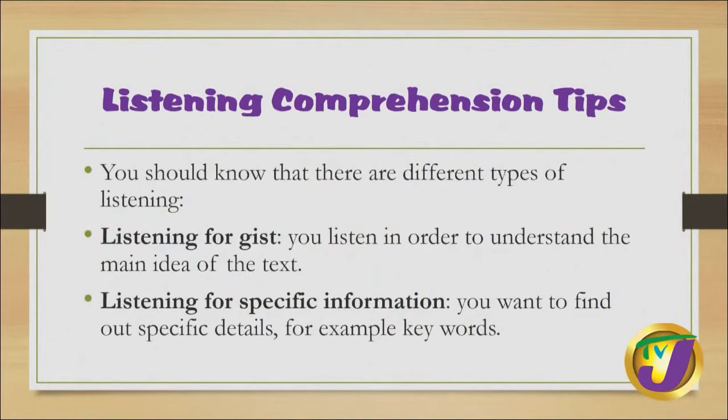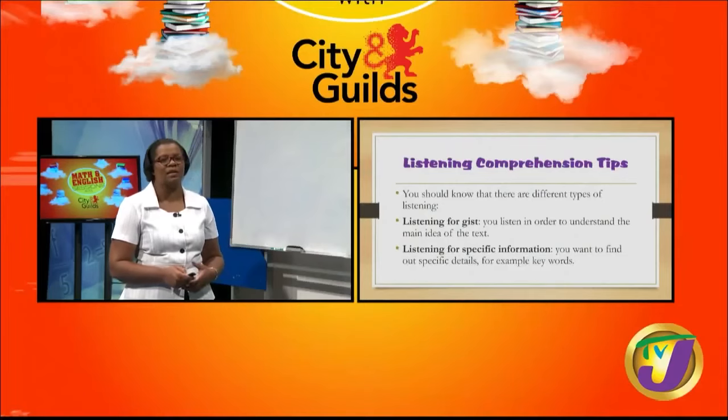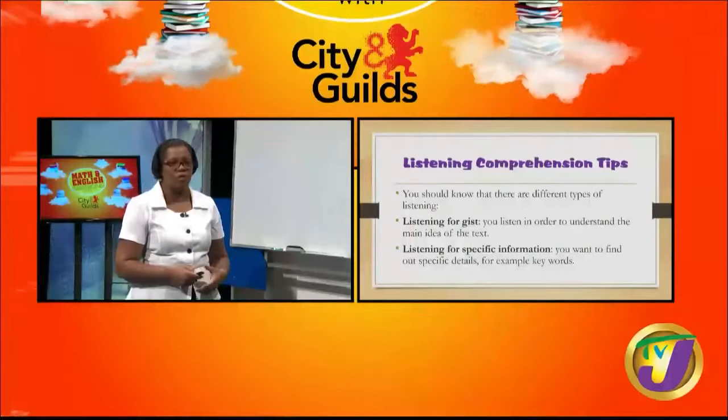You should know that there are different types of listening. Listening for gist simply means that you listen in order to understand the main idea of the text. Then you can listen for specific information. You want to find out specific details, for example, keywords. And I would encourage you to read the questions before you actually start listening to the reading task so you know exactly what to listen for. This will give you an advantage.